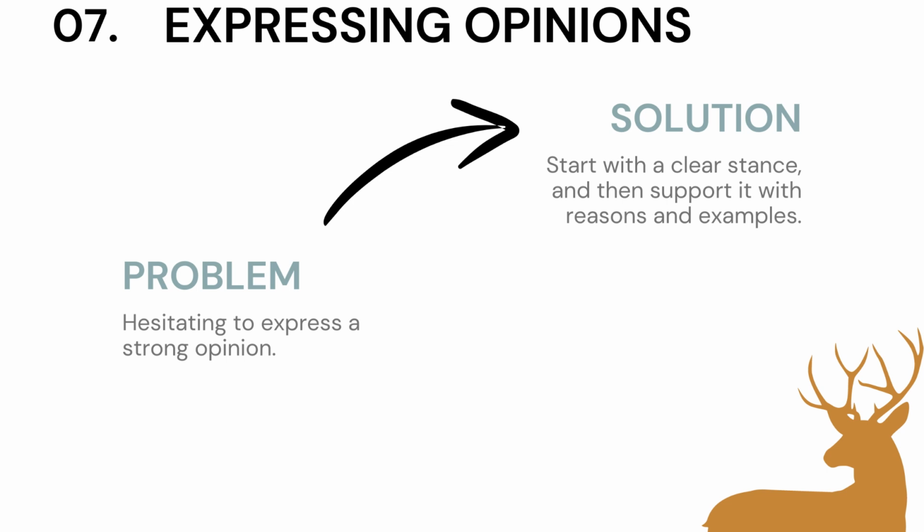When you are expressing opinions, you might have a problem hesitating to give a strong opinion. So the solution to this is to start your answer with a clear stance, a clear opinion, and then support it with reasons and examples. You don't want to flip-flop, which means going back and forth. You want to give a strong opinion and then use reasons and examples to support it.